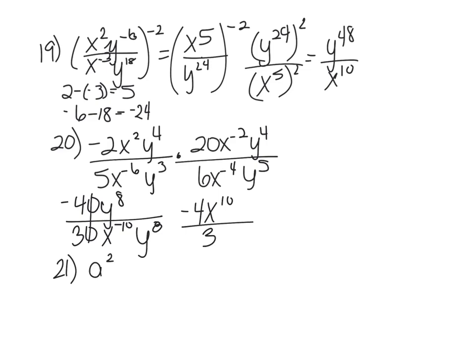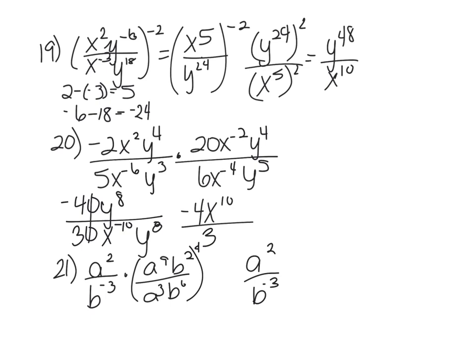21, a squared over b to the negative 3 times a to the 9th b squared over a cubed b to the 6th, to the 4th. Okay, so I'm going to simplify my parentheses. I have a squared over b to the negative 3, and then a to the 9th divided by a cubed is a to the 6th. b squared divided by b to the 6th is over b to the 4th, because 2 minus 6 is negative 4, to the 4th power.